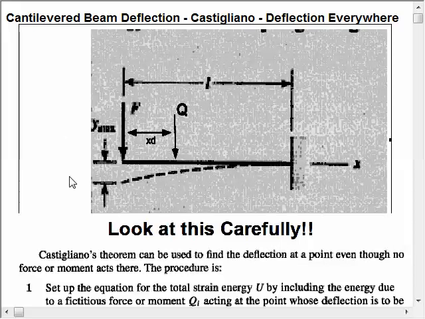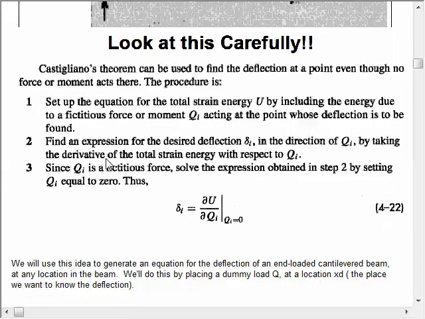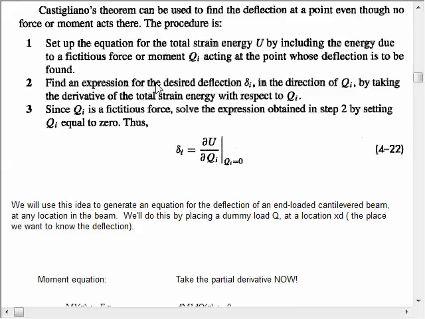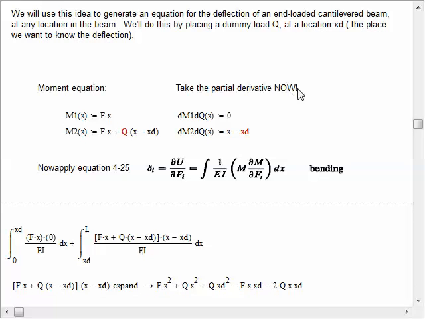Now, looking carefully at what is stated in the textbook and what is stated in my notes, it says, if we wish, we can use Castigliano's theorem to find the deflection at a point, even though no force or moment acts at that location. And it's the idea of the dummy load. We talked about that in class a significant amount. We'll just place a load there, eventually set it equal to 0. One question will be, when do we set it equal to 0? This idea is going to let us generate an equation for the deflection everywhere.